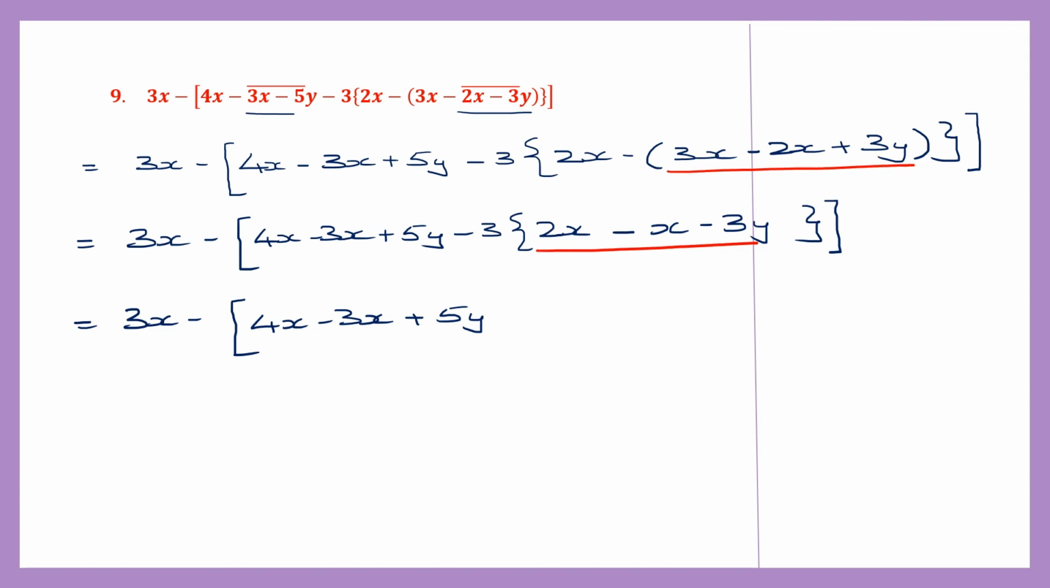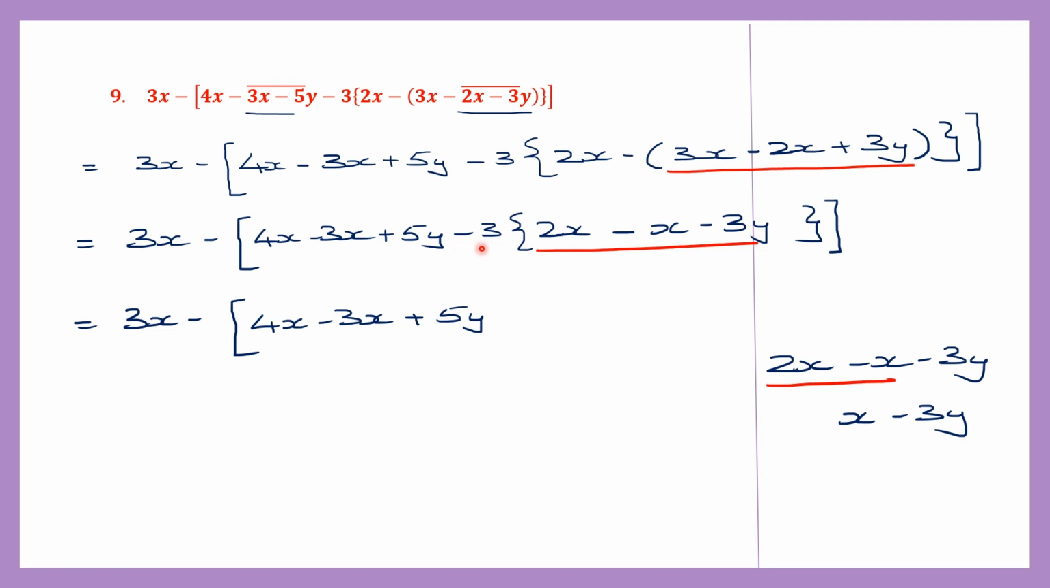Now let's work out what is inside this and multiply it with minus 3. So this we're going to work out here separately. So that is 2x minus 3y. Now here we have like terms, 2x minus x. 2 minus 1 is 1. So that is 1x or x minus 3y. Now this we have worked out and we got x minus 3y.